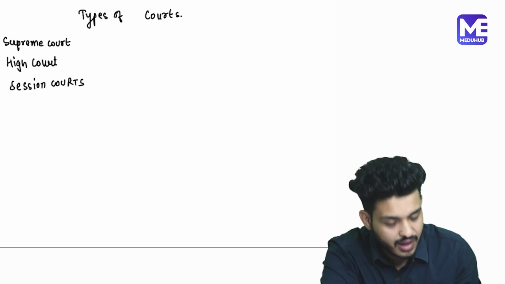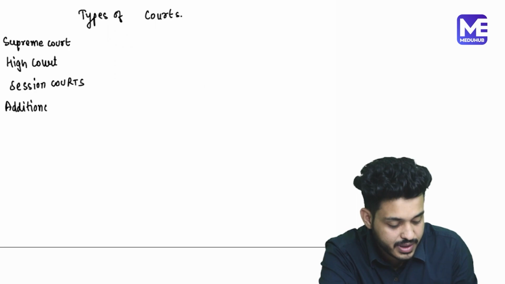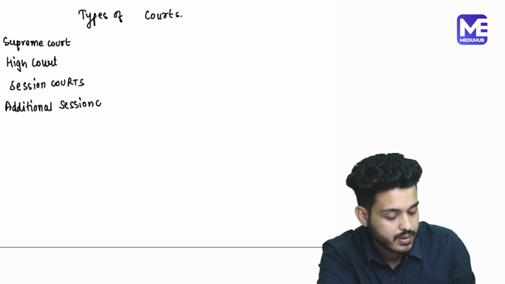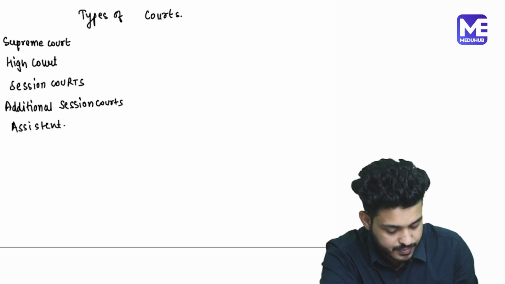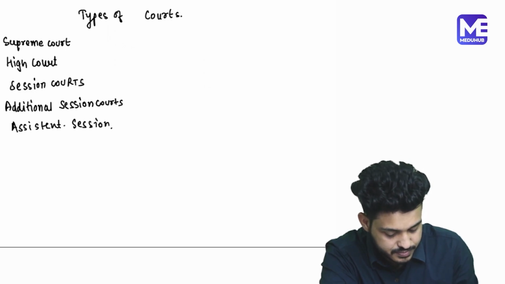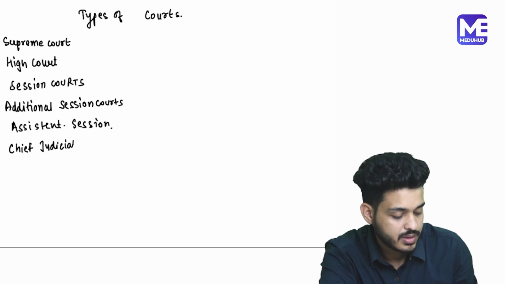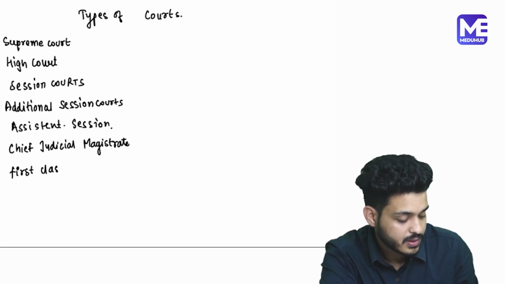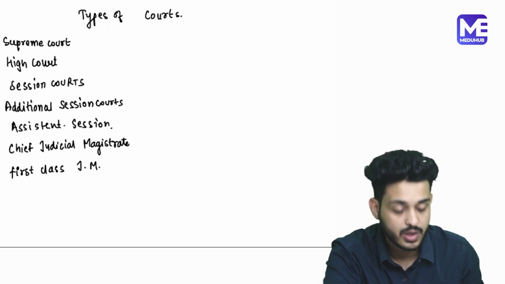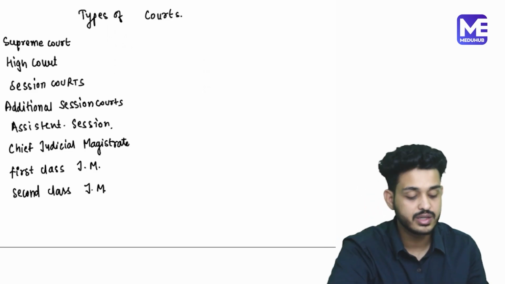then after session there will be additional session courts, remember there will be additional session courts, followed by assistant session court, followed by chief judicial magistrate, followed by first class judicial magistrate, first class JM, or second class judicial magistrate. Okay, so this is the hierarchy.